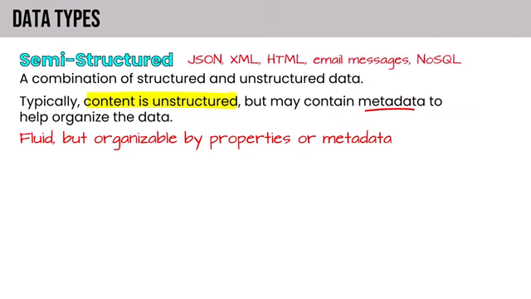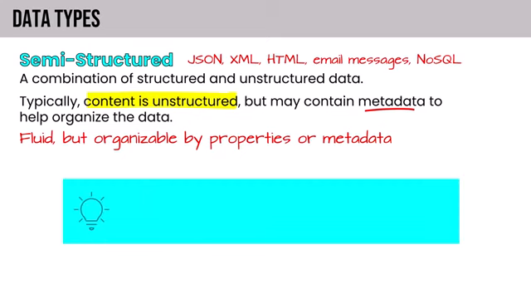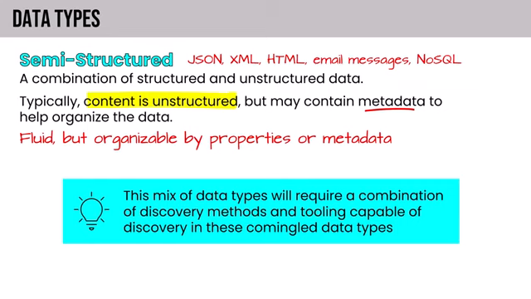Good examples here would include JSON, XML, HTML, email messages, NoSQL databases. This is really a mix of data types that will require a combination of discovery methods and tooling capable of discovery in these commingled data types. So really it's going to take elements of structured and unstructured discovery to fully discover data in a semi-structured scenario effectively. But let's talk about that a bit further in the context of data location and discoverability.